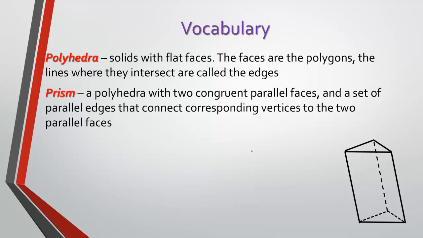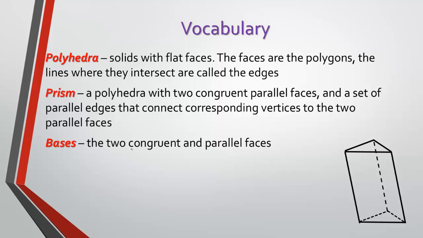A prism is a polyhedron with two congruent parallel faces and a set of parallel edges that connect the corresponding vertices of the two parallel faces. So here we have this face is parallel to this face, and all of these edges are parallel. So this would be a prism, this figure here. And the bases are the two congruent, that's one thing to notice, and parallel faces. So this triangle right here, that's a base. And this one down here is a base. And those two figures are congruent and they are parallel.